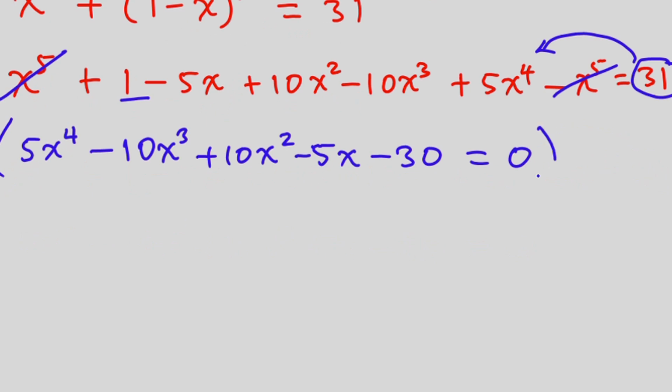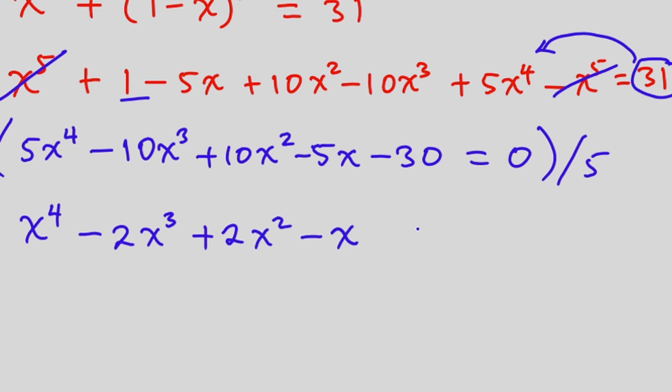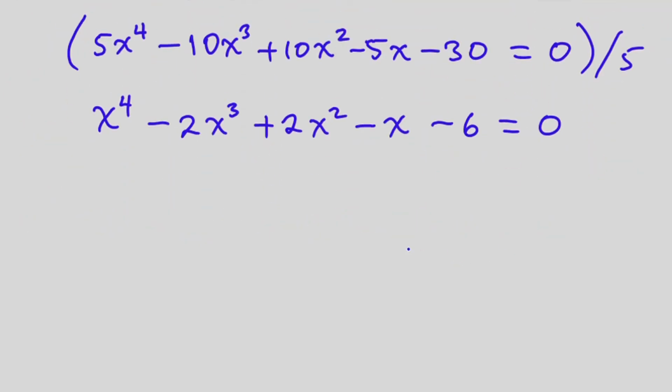Let's go ahead and then divide this equation by 5. And if we do that, we have x to the fourth power minus 2x to the third power plus 2x to the second power minus x minus 6 is equal to 0. Then from here, what we have to do is to test and see whether we will get a factor and then divide. But if we assume that x is equal to 1, let's see whether this will make the equation 0. If x is equal to 1, we will have 1 minus 2, then plus 2 minus 1. This will not be equal to 0.